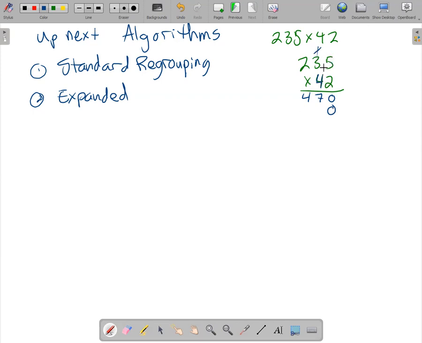4 times 5 is 20, so we put that there's no 1s and then carry the 2. 4 times 3 is 12, plus 2 is 14, carry. 4 times 2 is 8, plus 1 is 9. And it looks like we have no 1s, 7 10s, 8 hundreds, and 9 thousands. So I think that's the way most people learn to do that eventually.